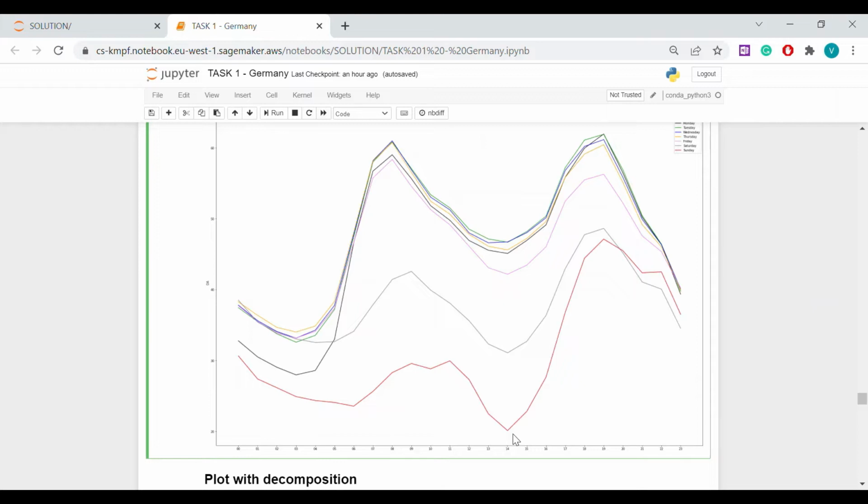time. And also, in red here we have Sunday, in gray we have Saturday. We can see that the price during the working days is higher than the price during the weekends. So the price for Saturday and Sunday is much lower than the price for Monday, Tuesday, Wednesday, Thursday, and Friday.